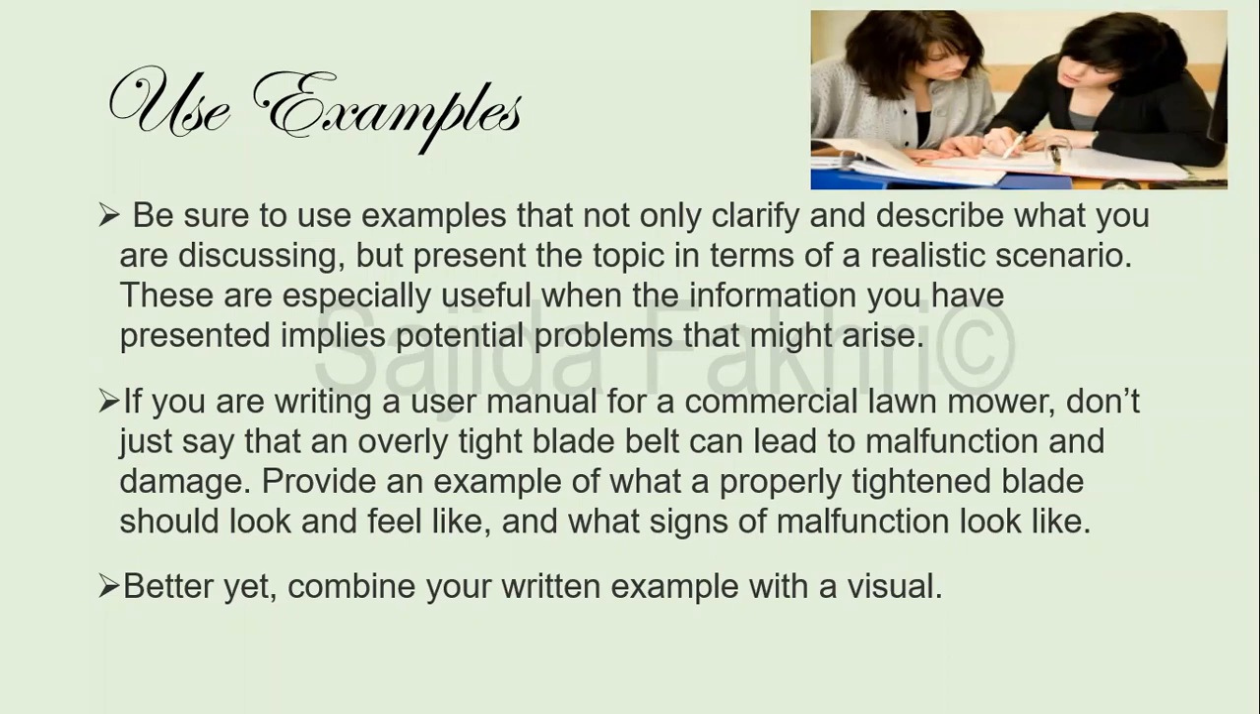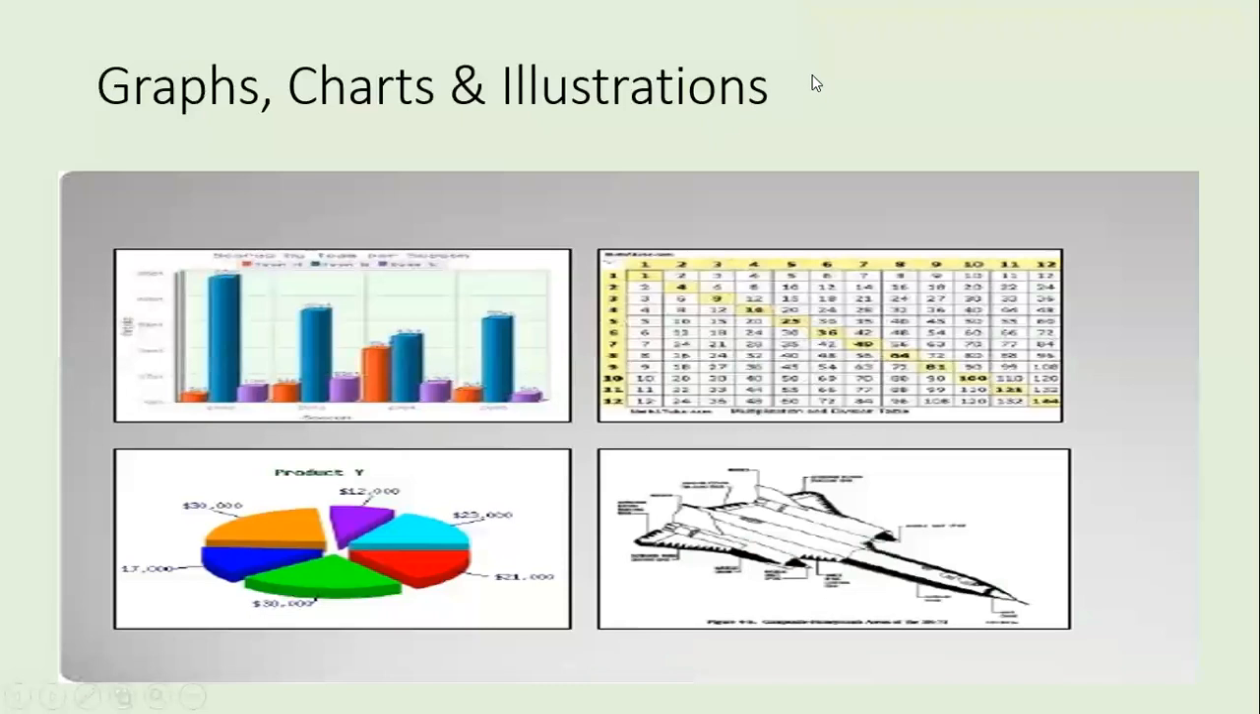If you're writing a user manual for a commercial lawnmower, this is what I have just read out. Don't just say that an overly tight blade can lead to malfunction and damage. Provide an example of what a properly tightened blade should look and feel like, and what signs of malfunction look like. Better yet, combine your written example with a visual. So the importance of visuals I'm going to talk about now in the next slides. It's really, really important how you use them. So graphs, charts, and illustrations, okay?